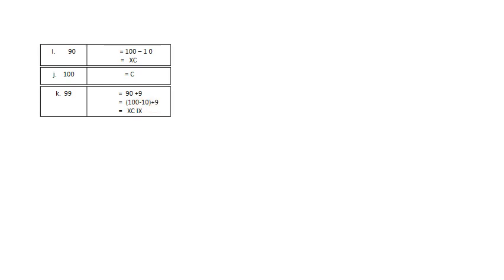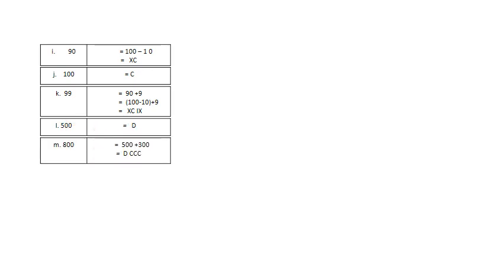Now 100 minus 10, first we write down X, then C, and 9 we have written as IX. So 99 written in Roman numeral is XCIX. XC is 100 minus 10 which is 90, and this is 9. 99. Next one, 500. Now 500 is our basic symbol, and we write down this 500 in Roman numeral as D.